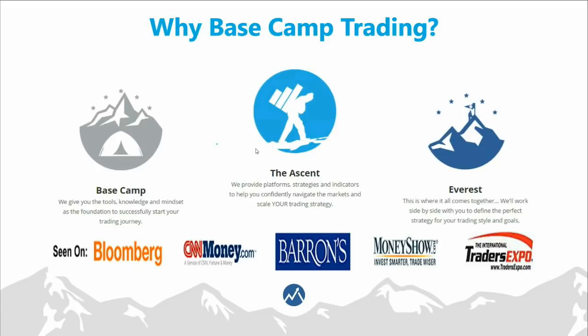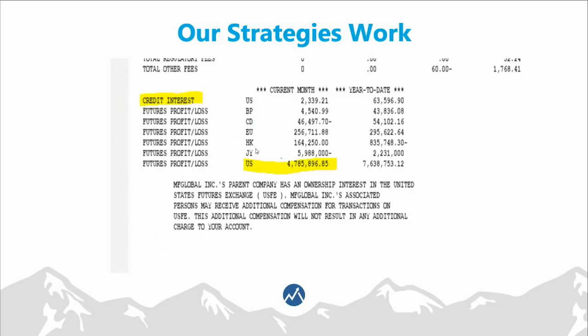Okay, so with that being said, our strategies work. This is a brokerage statement from one of our funds we had in the past. It shows current month gains 4.8 million in gains, and year to date up 7.6 million. All right, and one of the big things that we used in that fund for the algorithms that we're trading is the ValueCharts indicator suite, which we're going to be talking about again today.